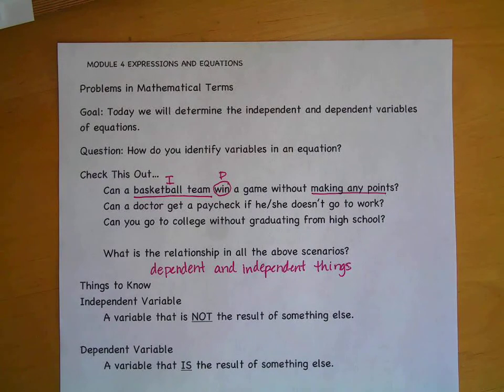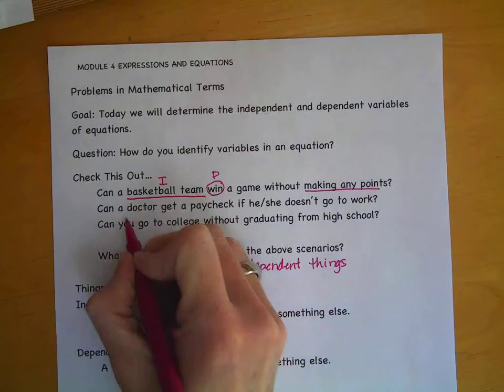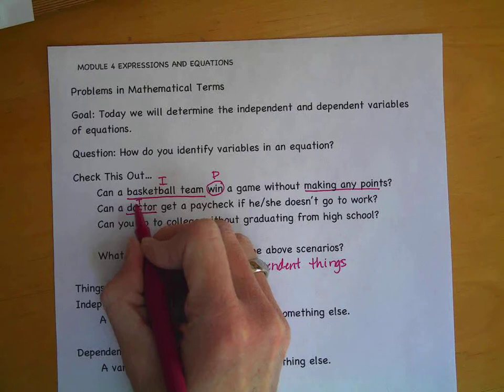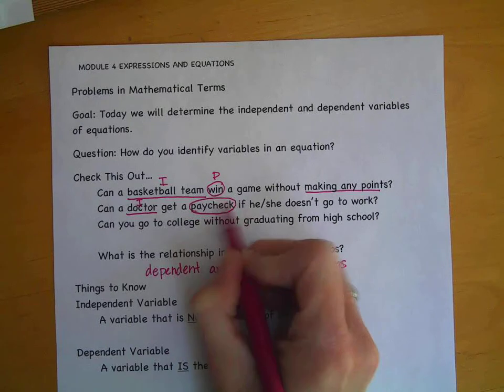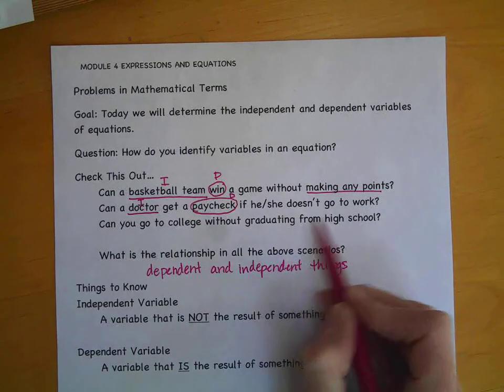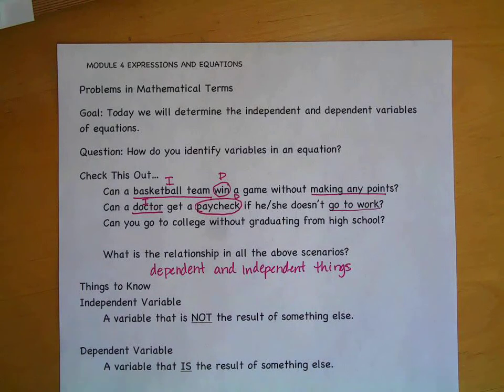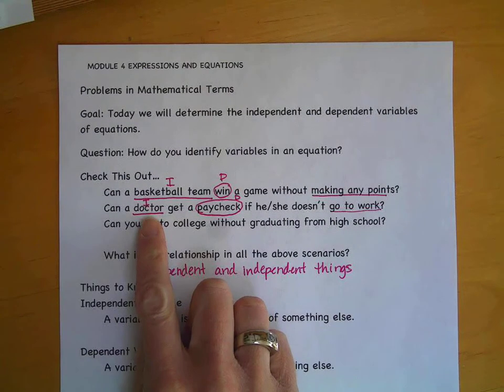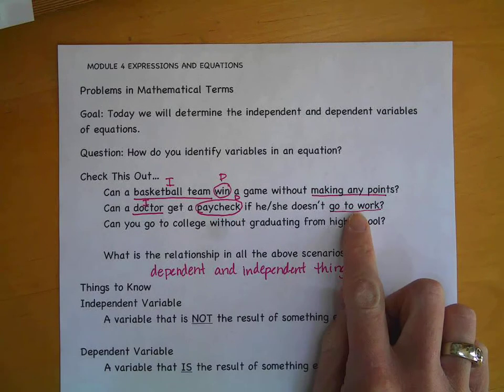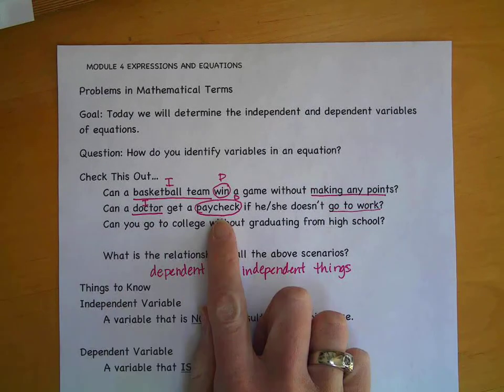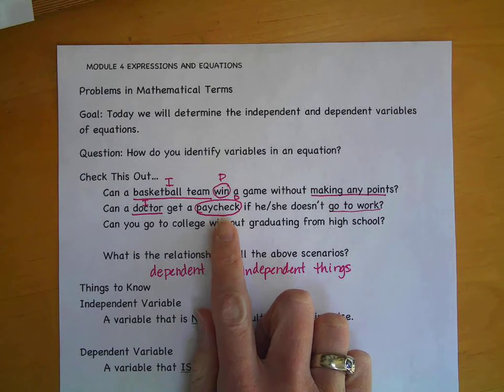Okay? Can a doctor get a paycheck if he or she doesn't go to work? So we would say the independent in this one is the doctor, okay? And getting a paycheck is the dependent because he or she has to go to work in order to get paid. So the doctor can still be a doctor regardless of whether he or she makes a paycheck. He or she will still be a doctor. But their paycheck depends on if they go to work or not. So the doctor is the independent, the paycheck is the dependent. It depends on the doctor going to work in order to make it exist.